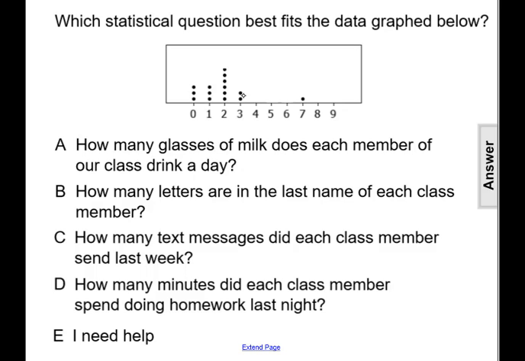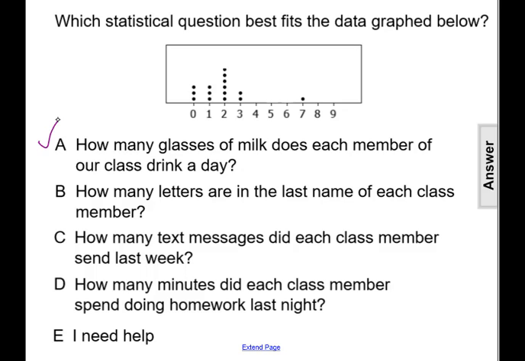So think about it. Can you drink 0 glasses of milk a day? Can you drink 1 glass? Does it make sense for a lot of students to maybe drink 2 glasses? Could there be a possibility of 7 glasses of milk drunk in a day? But yeah, that's all possible. So it seems like the first question could match the data graphed. But let's look at the other questions. Maybe one is better for the data, or we can eliminate these other choices.